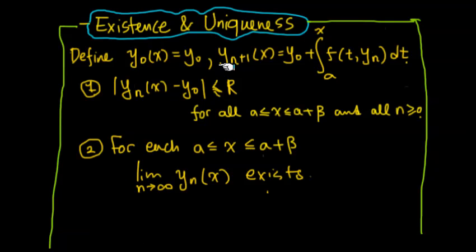Using the fact that all of them are within this box, we can prove that for any given x value in between a and a plus beta, if you fix that x value and calculate that function value in this iterative way forever and ever, it's going to converge to something. So this is the important convergence part.